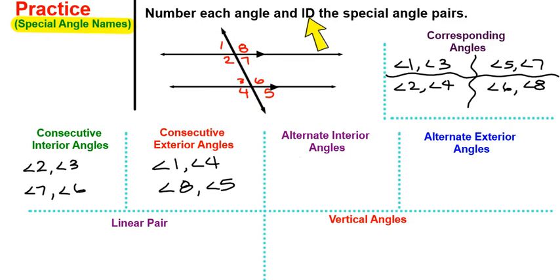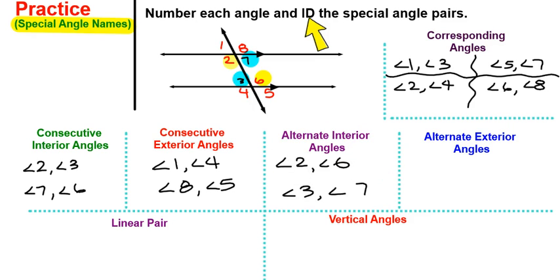Let's erase those, and we're going to jump ahead to the alternate interior angles. So remember, alternate interior are the ones between the lines, but they have to be on different sides of the transversal. So if I start with angle 2, between the lines would be 3, 7, and 6. On the other side of the transversal would be angle 6. And then angle 7 would pair with angle 3. Those are the ones that make the Z. So record those, your alternate interior angles.